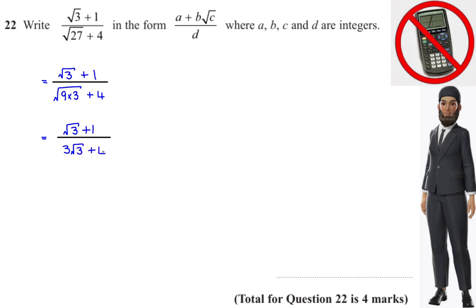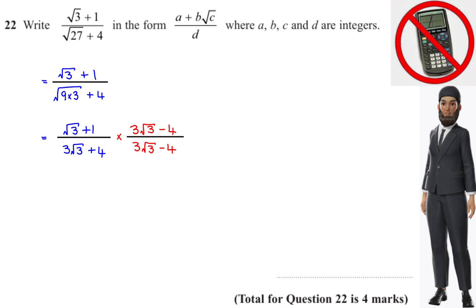add 4. Now, to rationalize this, we need to multiply by the conjugate. So we're going to multiply the numerator and denominator by the conjugate of the denominator, which is going to work out to be 3 root 3 minus 4 all over 3 root 3 minus 4. Because if you multiply the numerator and denominator by identical terms, it's the same as times 1, so it doesn't actually change the expression that we have over here.